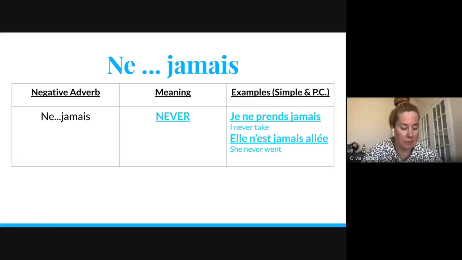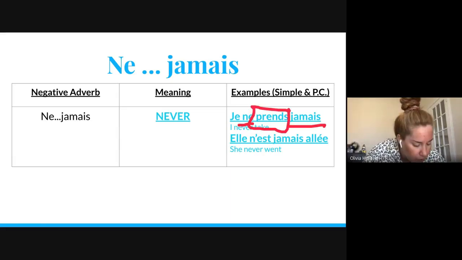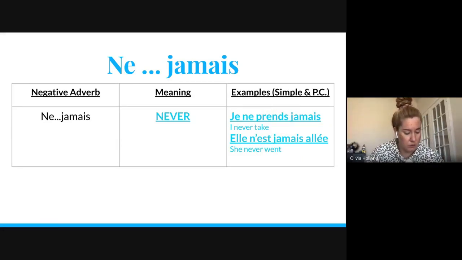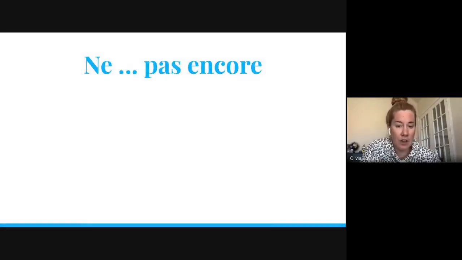But if you look at the examples I have, it still follows the same rule. You still put it around the verb, okay? The only difference is instead of ne pas, it's ne jamais. All right, ne pas encore is the next one.